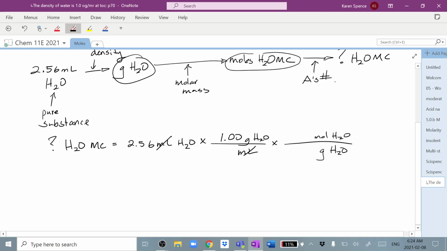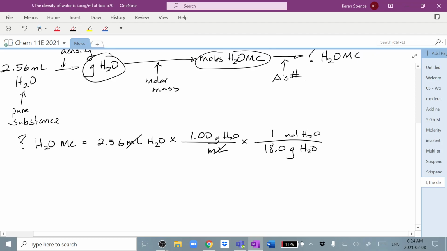And I happen to know that the molar mass of water is 18.0. Oxygen is 16, 2 hydrogens at 1 each. That gives me 18. Handy to know, especially if you're calculating the molar mass of, say, a hydrate, because it has a certain number of waters, each of which weighs 18 grams per mole.